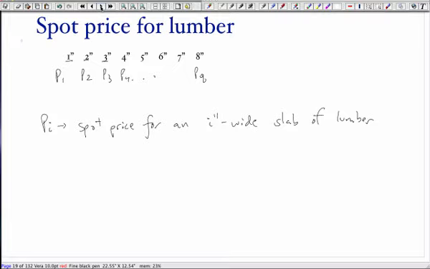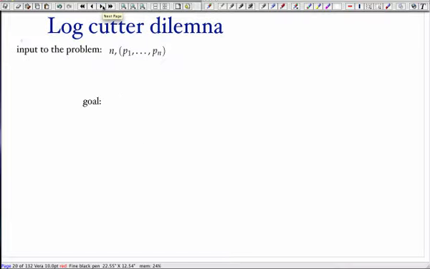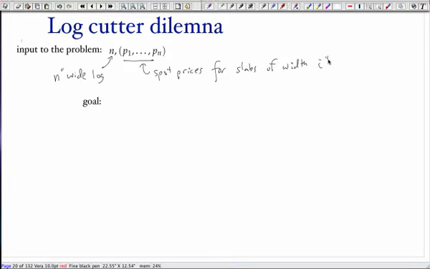And that suggests the following log cutter dilemma. So the input to the problem is going to be the size of the input log. So you have an n-inch wide log that you need to cut. You're also given the spot prices for all of the slabs of width 1, width 2, width 3, etc. And your goal, as any capitalist, is to maximize profits.